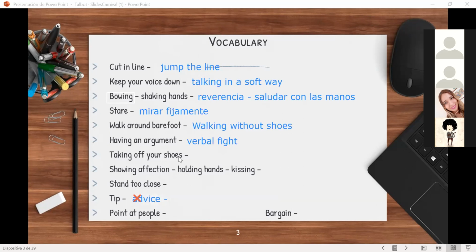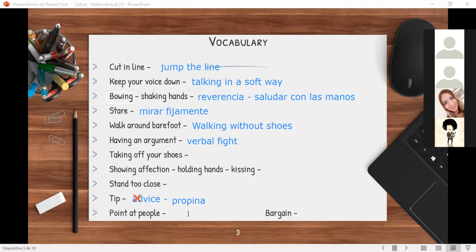Perfect. That's the one we're going to use. Giving money, giving extra money for a service to someone. Yes, una propina. Propina. Yes, that's it. Now, let's see.